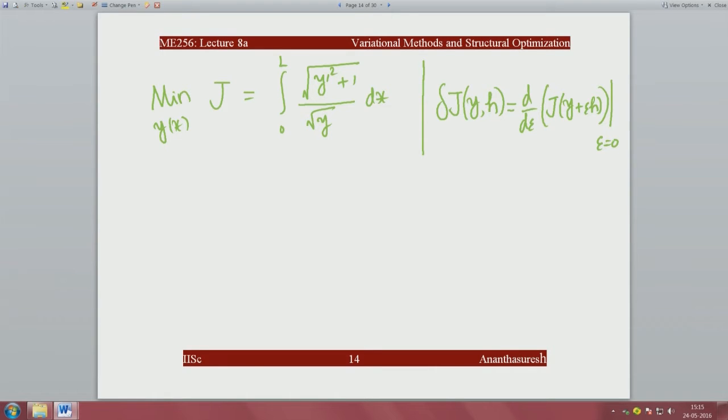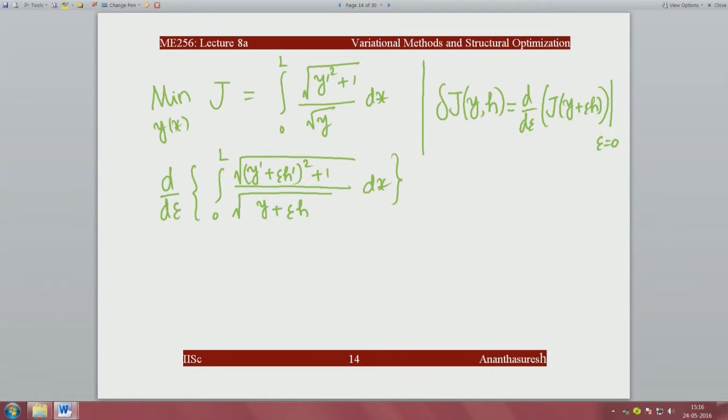Let us do this, where I want to take the derivative d by d epsilon of the integral from 0 to L. That is what our functional is, and wherever y is I have to put y plus epsilon h, and likewise instead of y prime I have to put y prime plus epsilon h prime, because we are replacing y with y plus epsilon h. So, y prime should be replaced with y prime plus epsilon h prime. Epsilon is a constant with respect to which we are taking the derivative, squared plus 1, dx. Okay. This is our Gâteaux variation.